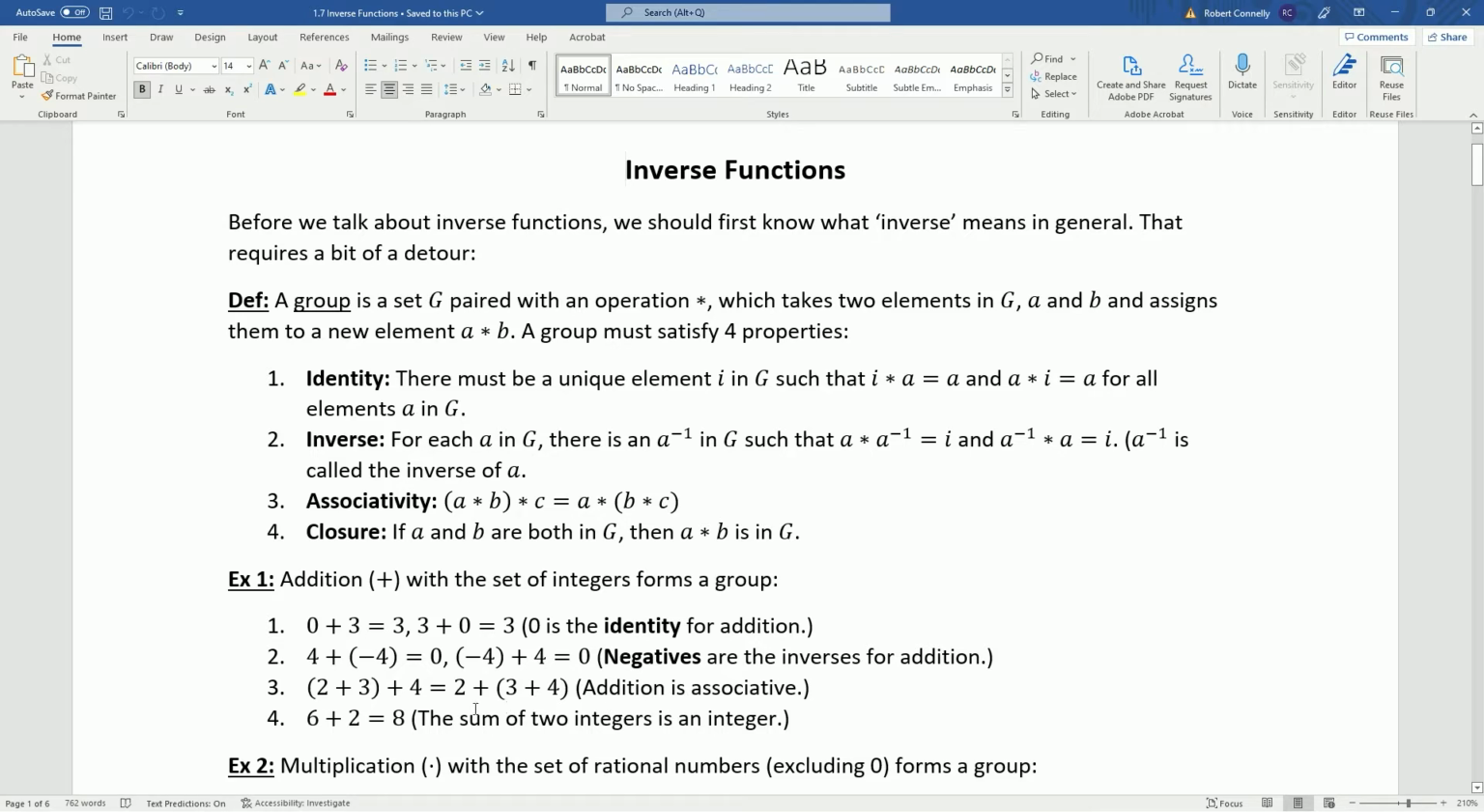And it's associative, meaning 2 plus 3, then adding 4 is the same thing as if I added 3 plus 4 first, and then added 2 plus that result. And finally, if we're looking at the set of integers, 6 plus 2 is an integer. The sum of any two integers gives you a number that's still an integer, and that satisfies closure. So addition on the set of integers forms a group.